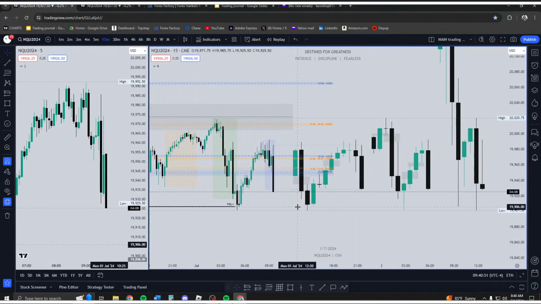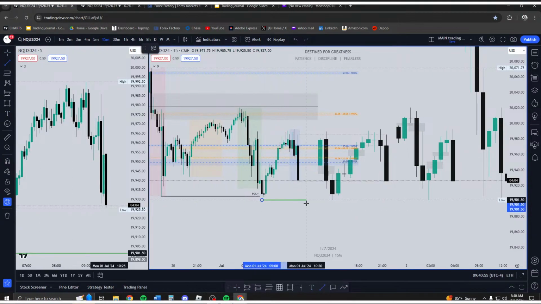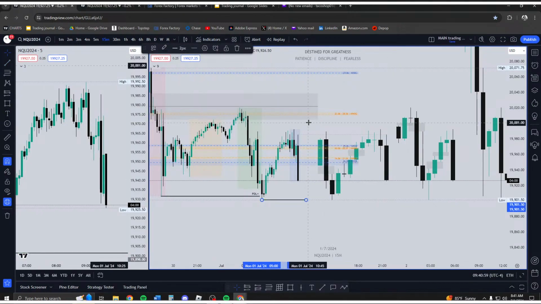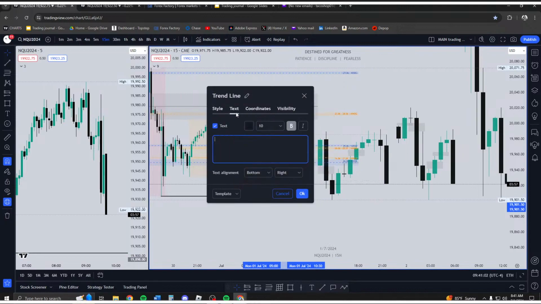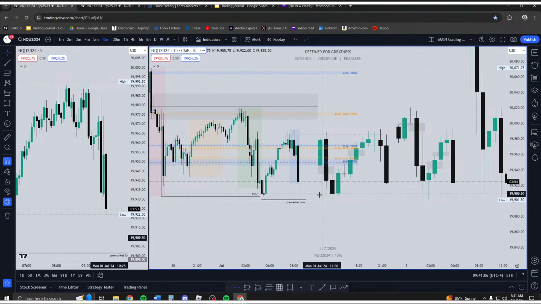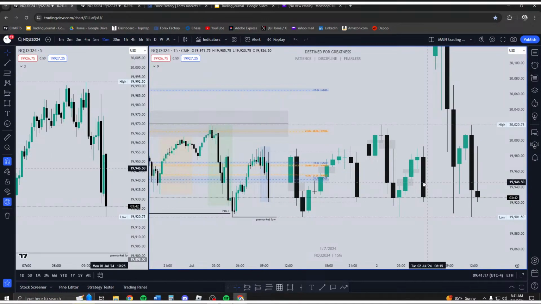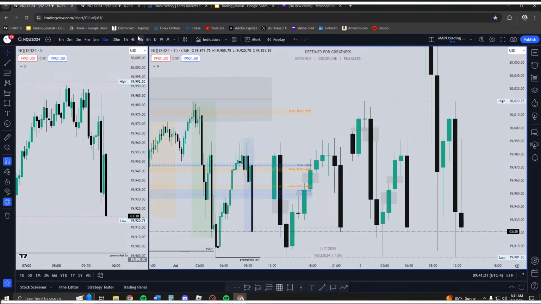So let me mark out pre-market lows here, because that could be a session low that we could target. Pre-market low. So this could be the draw for NQ if we see lower prices and if we close below this hourly FVG here and this hourly FVG here.